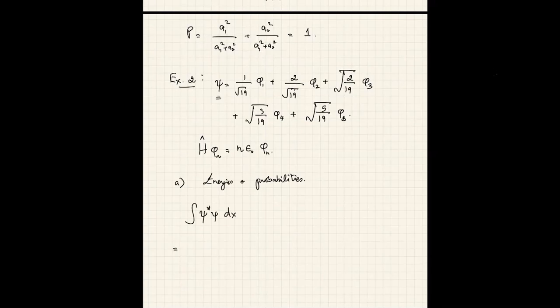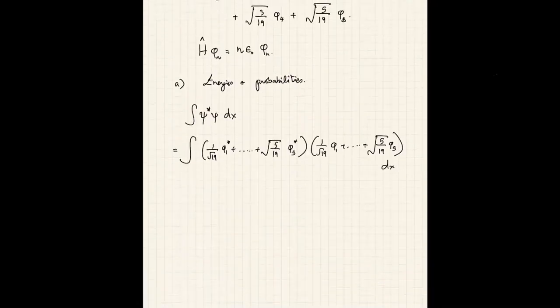So what is the integral of psi star psi dx? It is the integral of this whole thing with all the phi 1 star: 1 over square root of 19 phi 1 star plus and so on, up to square root of 5 over 19 phi 5 star, times 1 over square root of 19 phi 1 plus and so on, up to square root of 5 over 19 phi 5, dx. If the function is properly normalized, this has to be 1. Now notice that since phi 1, phi 2, phi 3, phi 4, phi 5 are eigenfunctions of a Hermitian operator, they are all orthonormal to each other. In other words, the integral of phi 1 star phi 2 dx is 0. Similarly, phi 1 star phi 3, phi 1 star phi 4, phi 2 star phi 4, everything is 0. And the integral of phi 1 star phi 1 dx is 1, and so on and so forth.